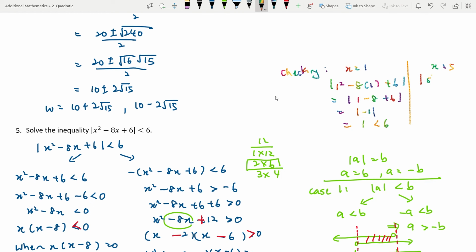Modulus of 5 squared minus 8 times 5 plus 6 is equal to 25 minus 40 plus 6, modulus of negative 9, which is 9, and 9 is greater than 6. So it is a false answer. Therefore, we can conclude that our answer is correct.